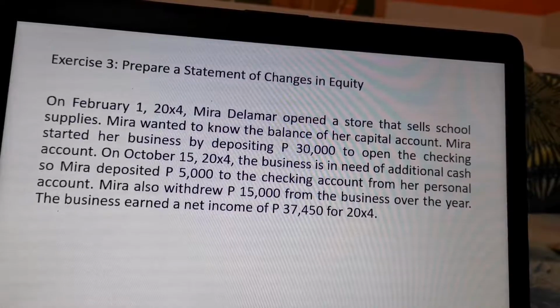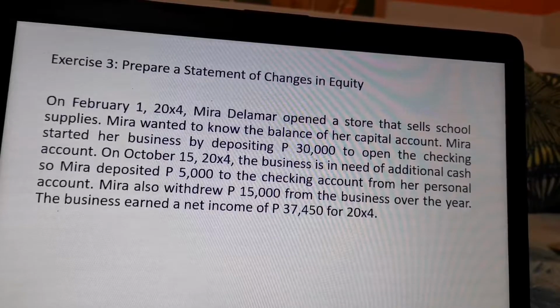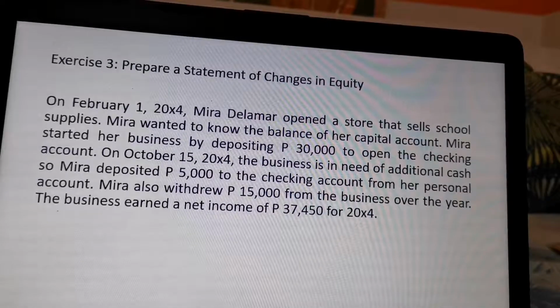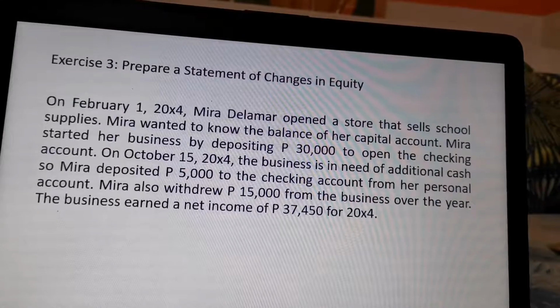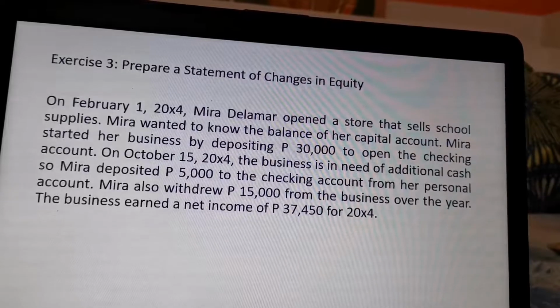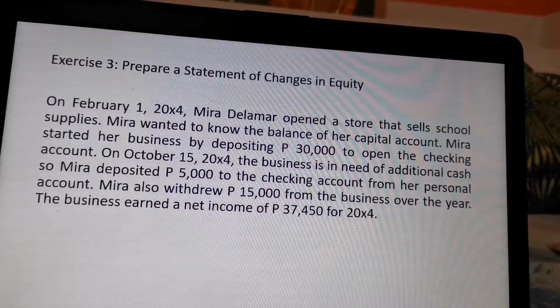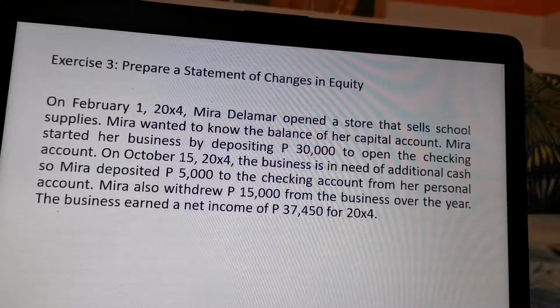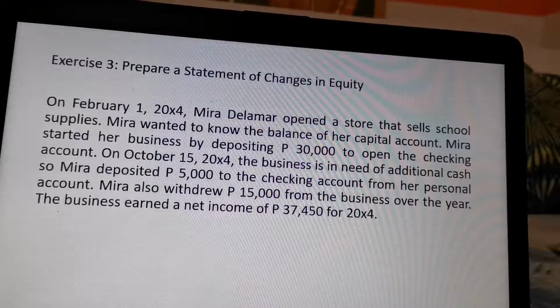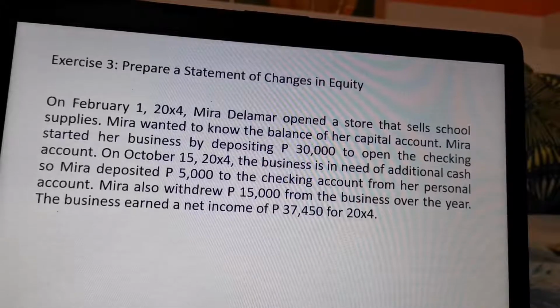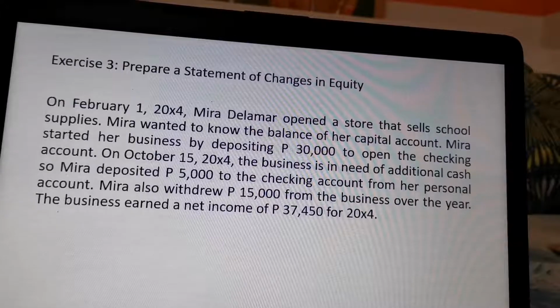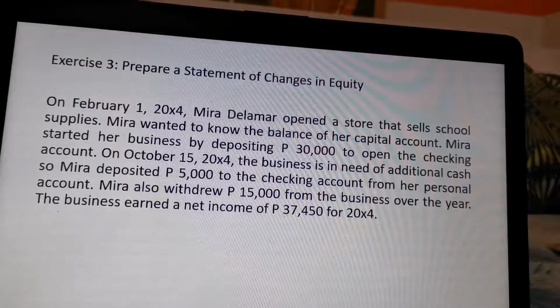So next naman ito, same pa rin. On February 1, 2004, Mira Delimar opened a store that sells school supplies. So Mira wanted to know the balance of her account. Mira started her business by depositing 30,000. So basically, when presenting a statement of changes in equity, lagi when it comes to beginning of the business or initially ng kanyang business ay laging zero yung kanyang beginning capital. Ayan. So etong 30,000 dito will be additional investment.